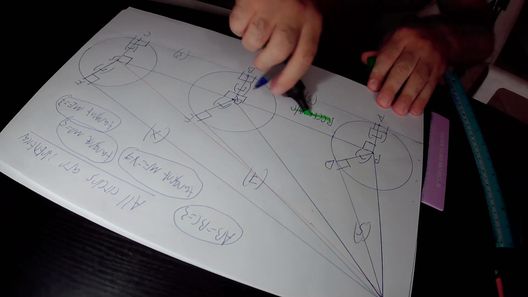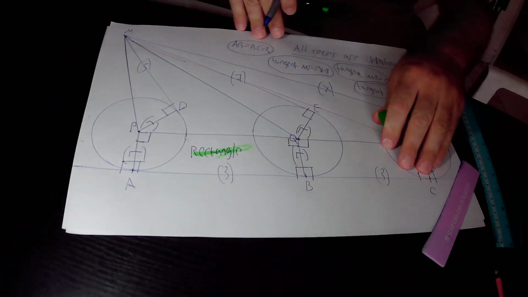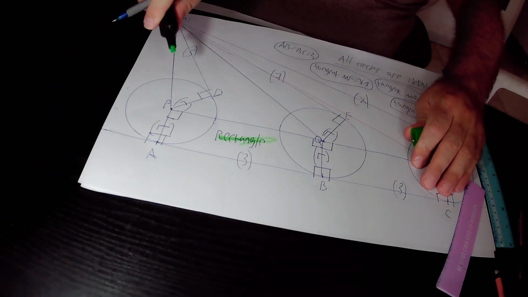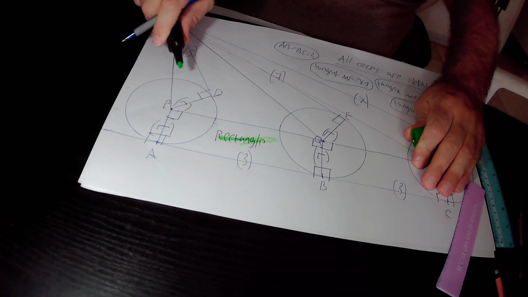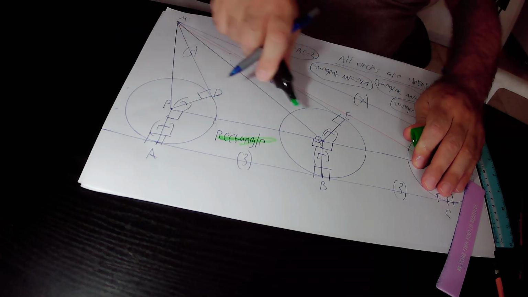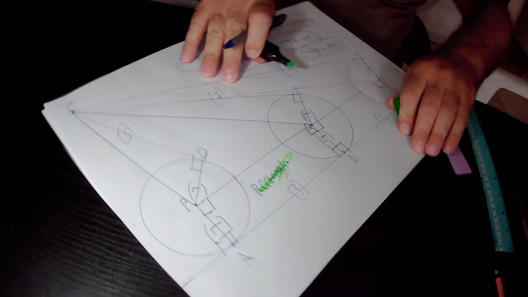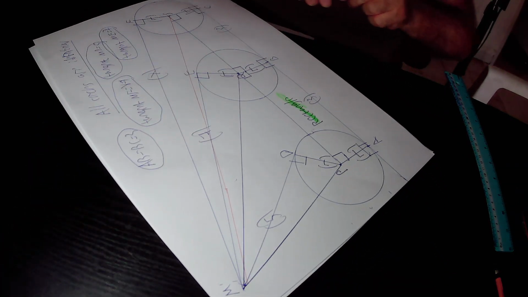But we also know that the opposite sides of a rectangle are equal to each other. So in rectangle PQBA, side AB must be equal to the opposite side PQ, but AB is 3, therefore PQ must also be equal to 3 units in its length.